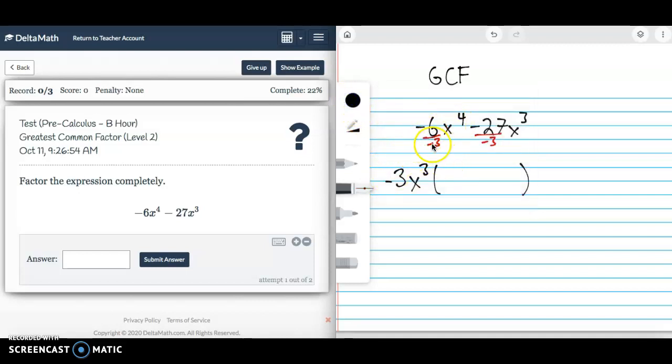So if I do negative 6 divided by negative 3, it gives me a positive 2, and I took out 3 x's, so I have 1 left for this first term. Then I did negative 27 divided by negative 3, which gives me a positive 9. And then I took out all 3 of those x's. So this is actually my answer.